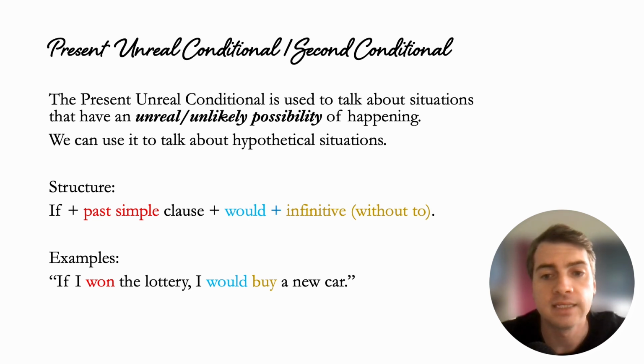But it's not a realistic chance that you would win the lottery, right? So we say if I won to show that it's an unlikely scenario, right? The probability is not very high of that happening. So we communicate that by changing that first verb to the past simple to show that this is the present unreal, okay?